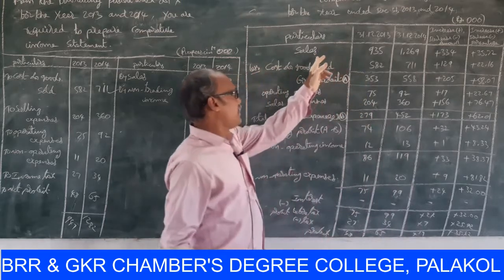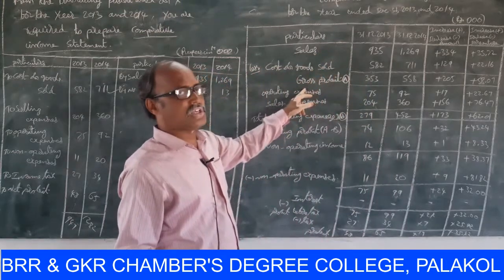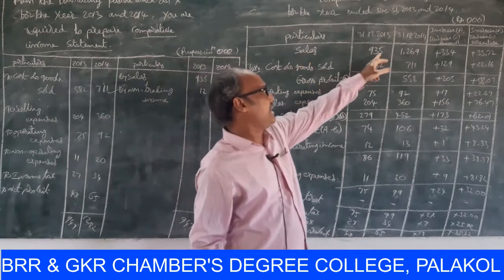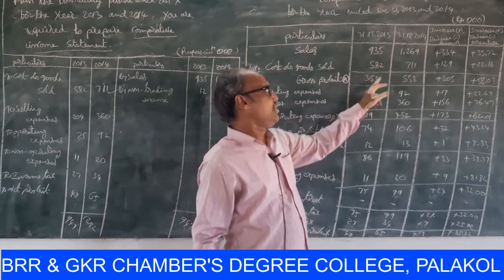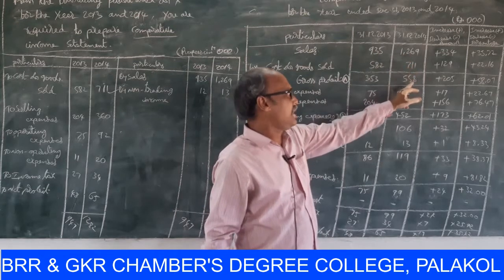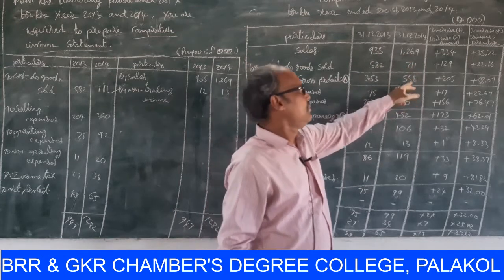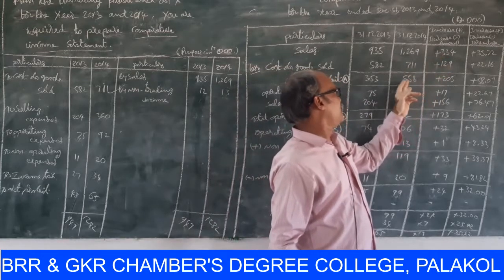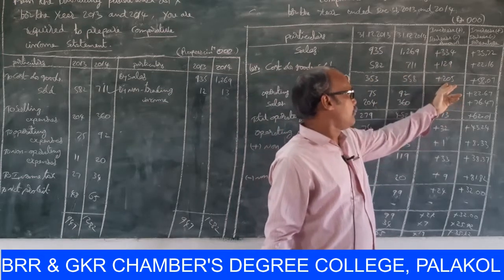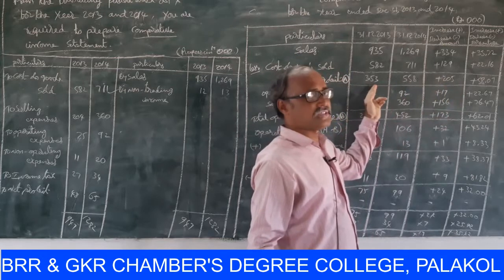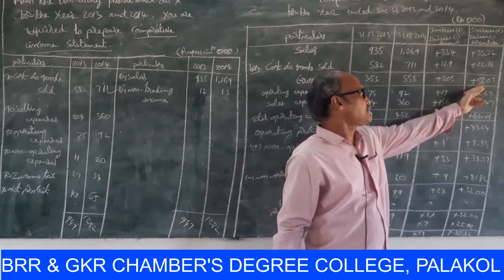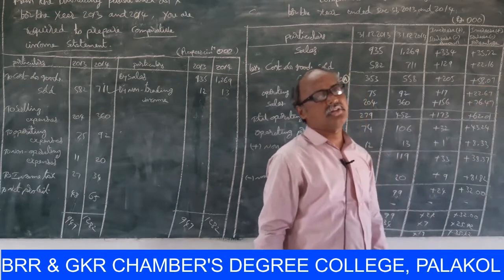Next one, sales minus cost of goods sold, then we find gross profit. Previous year 935 minus 582 is 353. Present year 1269 minus 711 is 558. 558 minus 353 is 205. 205 by 353 into 100. Once again, 205 by 353 into 100. Then the gross profit is increased by 58.07%.